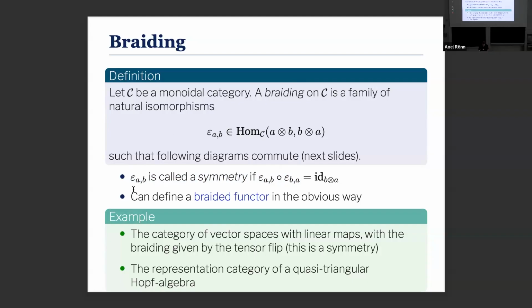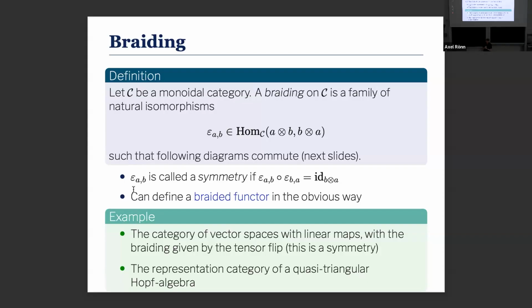Right, so you have a braiding, and then of course you have a functor from one braided category to another braided category. You want this functor to preserve the braiding. You can define this in the obvious way. I'm not going to do that here because I don't really need that. Maybe some examples to keep in mind. The category of vector spaces with linear maps, where the tensor product is the usual tensor product, and the braiding is just flipping the two tensor factors. That's kind of a trivial one. So this is a symmetric category. Flip twice, you're back to where you started.